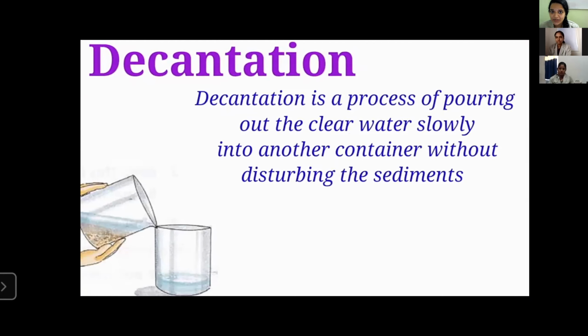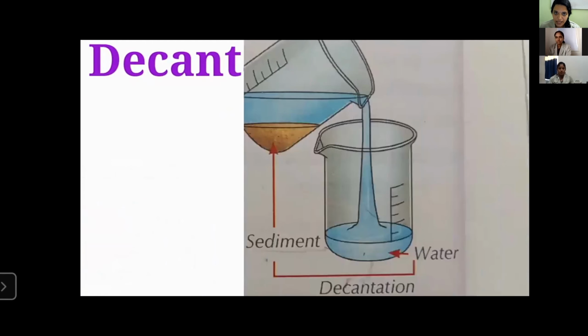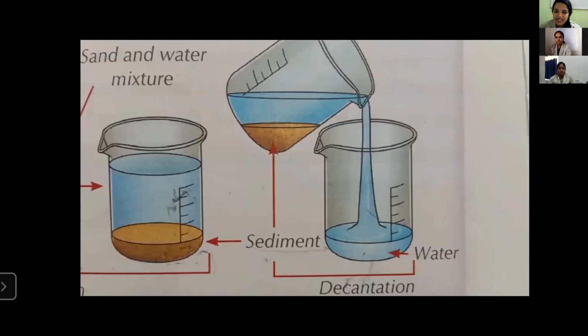So, as we have seen that the sand settled down and the water is left above, to separate both sand and water, we slowly pour the water from the 3rd beaker to a 4th beaker so that we obtain clear water in the beaker. This process is called decantation. Hope you understood. Now, let's see the 3rd thing, that is filtration.